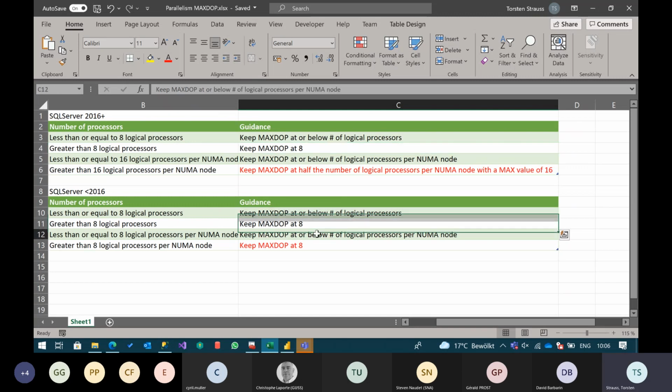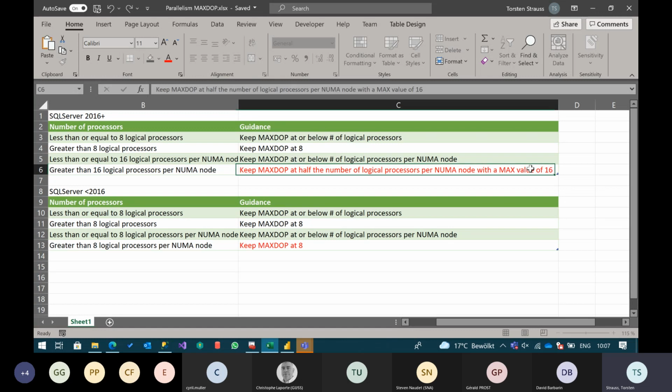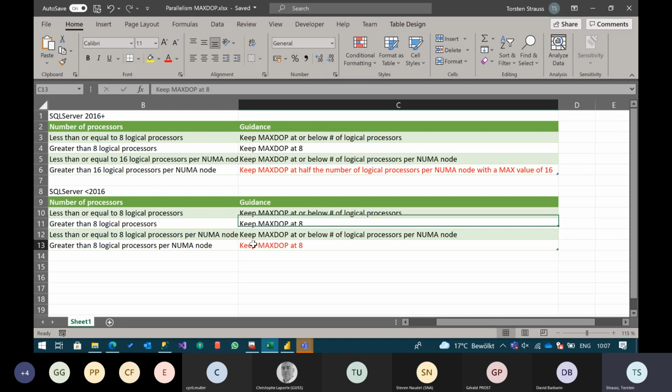You can see how it works. The only difference is when you have more than 16 logical processors per NUMA node. In SQL Server 2016 and newer, it means keep MAXDOP at half of the number of logical processors per NUMA node with a maximum of 16. In older versions, when you have more than 8 logical processors per NUMA node, keep MAXDOP at 8.